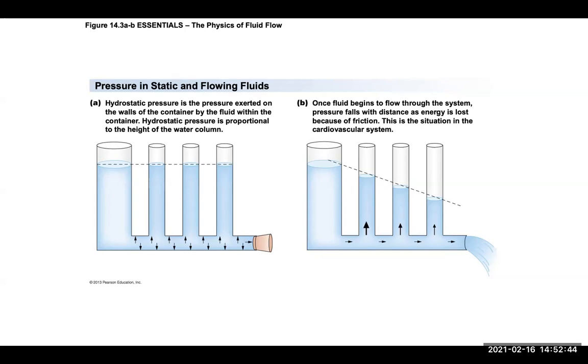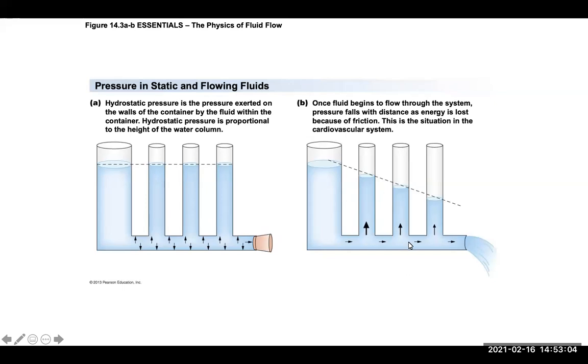So if the fluid is not flowing, the pressure exerted by that fluid is its hydrostatic pressure. And that's going to be exerted equally in all directions, like you see here. Equally in all directions because there's no pressure flowing. So you have pressure that's built up equal in all columns because of the hydrostatic pressure.